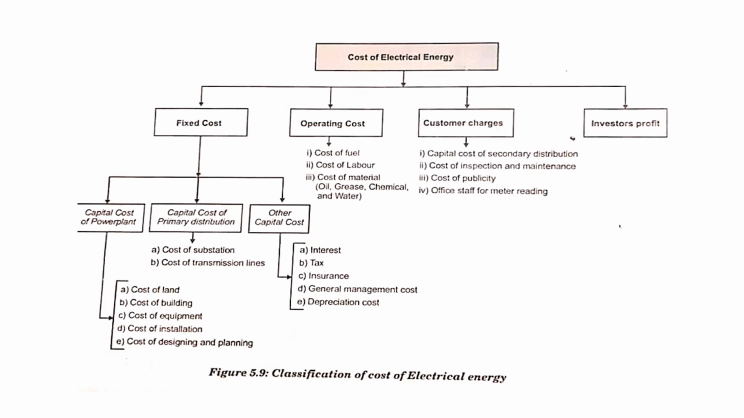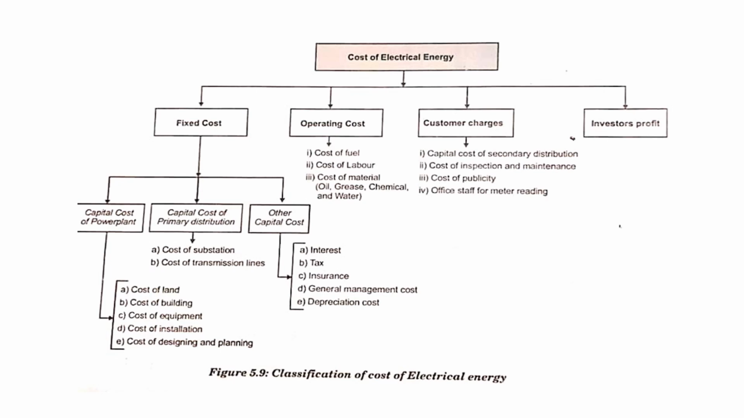As you know, the fixed cost is the capital cost of the power plant, that is the cost of land, cost of building, equipment cost, installation cost, and designing and planning cost. This will come under capital cost of power plant, part of fixed cost. Another part of fixed cost is capital cost of primary distribution.